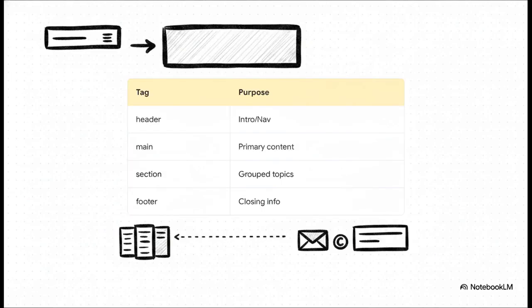Let's detail each of these core building blocks. The header tag represents introductory content or navigation right at the top of your page. Then, the main tag defines the primary, unique content of your document. And here's a crucial tip. There can only be one main tag per page because a page only has one main topic. Next, the section tag. This one is brilliant for grouping related topics together, kind of like chapters in a book. And finally, the footer wraps up the bottom of your page with closing info, contact details, or copyright notices.